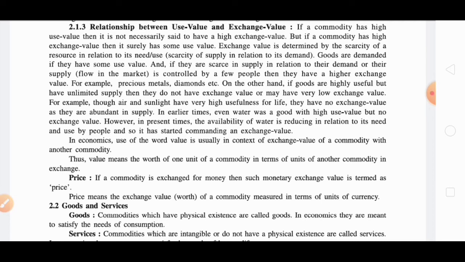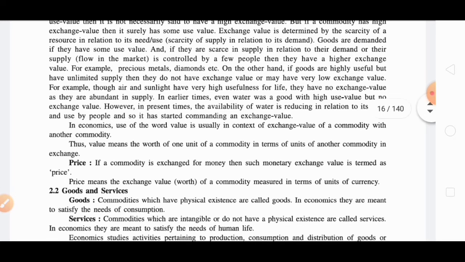But if a commodity is exchanged for money, it means if we are buying goods or services in exchange of money, then it is termed as price. So if we are having goods and services in exchange of goods and services, it means the value. And if we are having the goods and services in exchange of money, it means price.